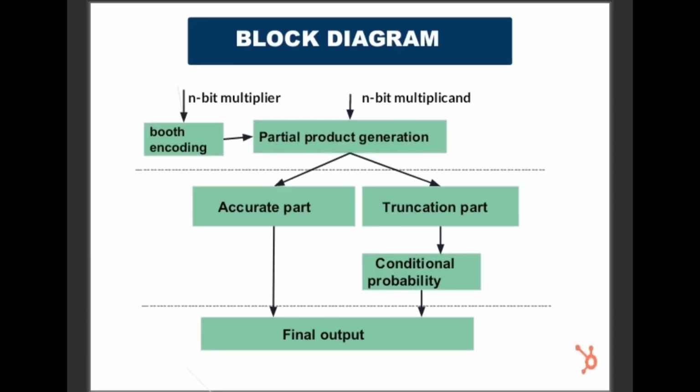In the block diagram, we can see a booth encoding part where the multiplier bits are fed in, and the output is obtained as a 4-bit output. While giving an 8-bit input, we can obtain a 4-bit output for booth encoding. And in the partial product generation, the 8-bit multiplicand and the encoded 4-bit multiplier are multiplied to get the partial products, and they are separated into an accurate part and truncation part. In the truncation part, we further divide them into major truncation part and minor truncation part. In the minor truncation part, we apply the conditional probability to get the output, and finally combine them to get the final output.